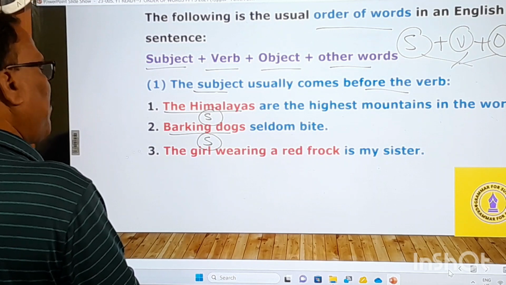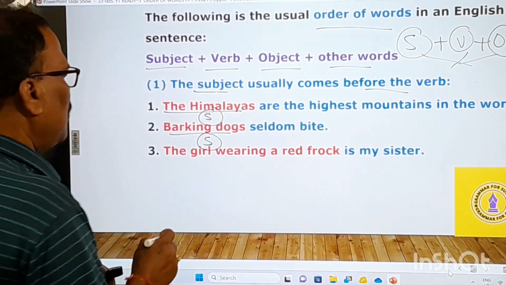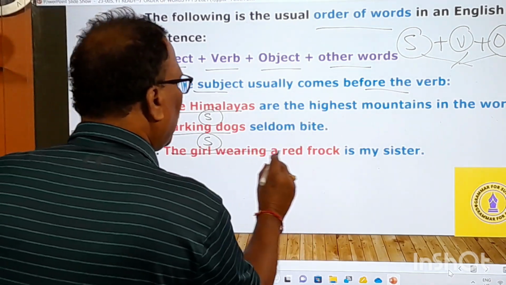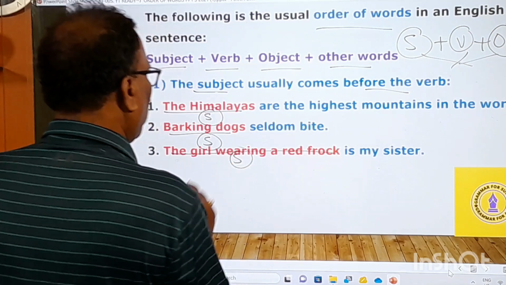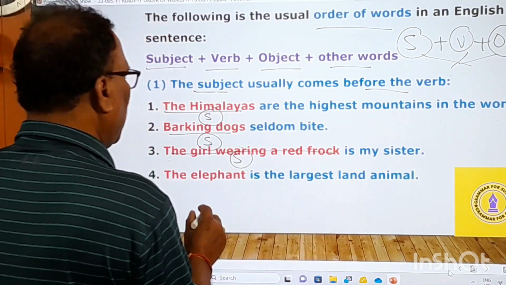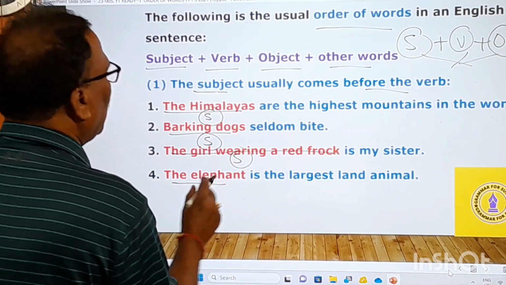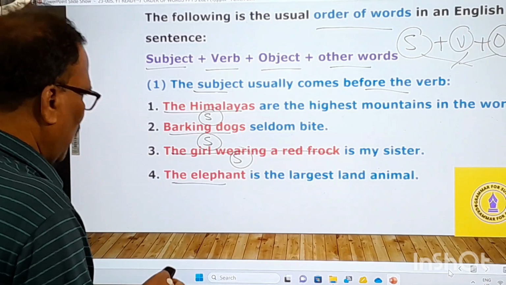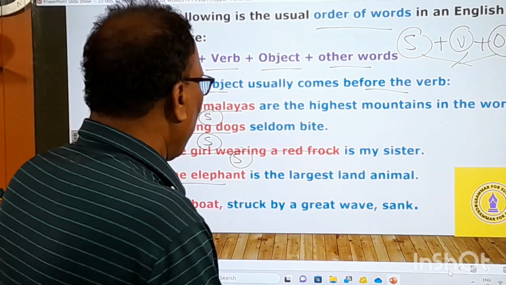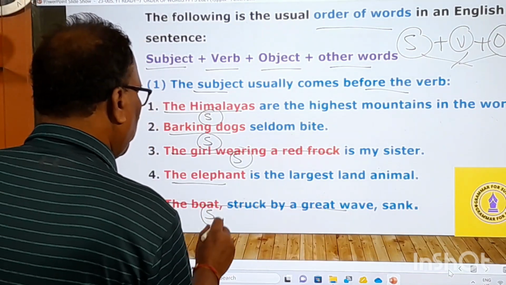And the girl wearing a red frock is my sister. Look at the third example. Who are we talking about in this sentence? We are talking about the girl wearing a red frock. This is the subject part. And next, the elephant is the largest land animal. What are we talking about in this sentence? We are talking about the elephant. Another example: the boat struck by a great wave sank. Here we are talking about the boat. So this is the subject part.